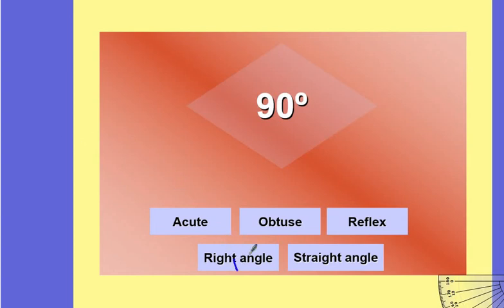90 degrees is a right angle. Lovely. How about now? At any point, pause the video if you'd like to think. 45 degrees is less than 90, so it's acute. How about now? 270 is greater than 180, so Angel, what do we call it? Reflex, lovely.